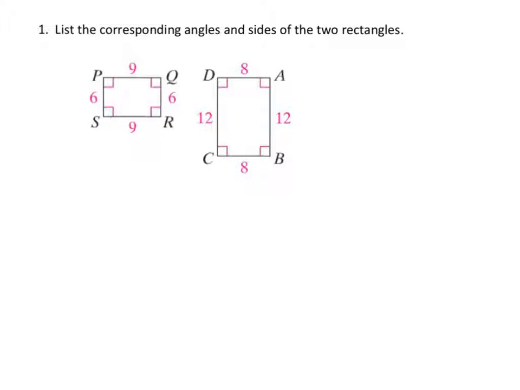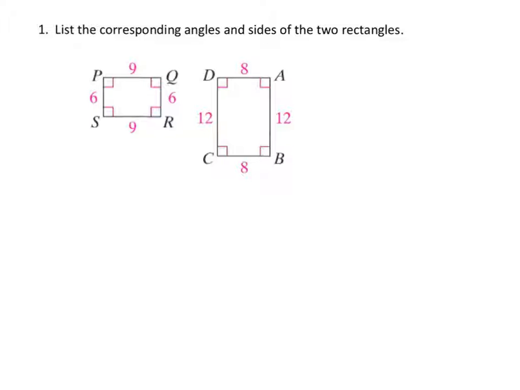Alrighty, so here are a few examples straight off the homework, so go get that. And you're welcome to copy them down. So I go through them and I talk about it here. List the corresponding angles and sides of the two rectangles. So here's the thing. We've got to pay attention to what matches what. Obviously, this long side matches a long side over here.